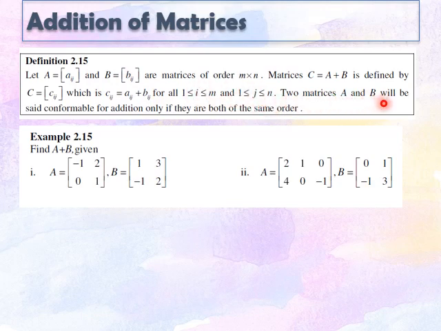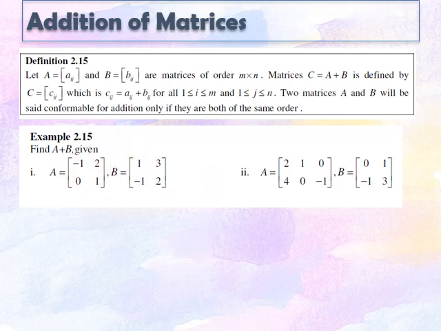Two matrices A and B will be said to be conformable for addition if and only if they are both of the same order. Same order meaning 2 by 2 with 2 by 2, 3 by 3 with 3 by 3, 2 by 1 with 2 by 1. It's the same order.